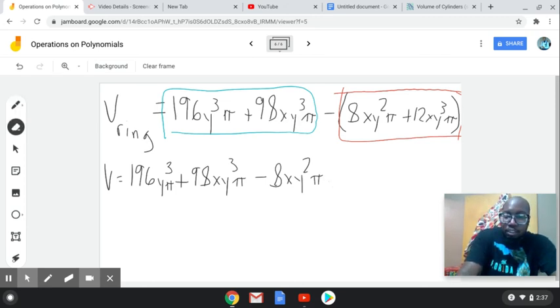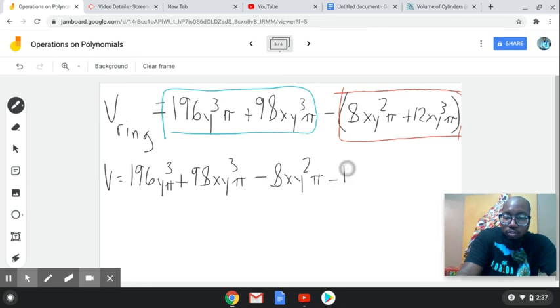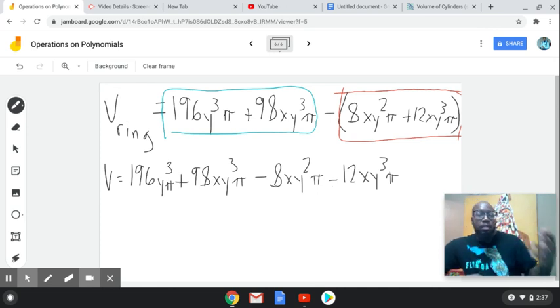And that minus sign changes the signs of everything inside the parentheses, okay? And that'd be minus 12xy cubed pi. Okay. Now, what I want to do is I want to see, because I subtracted them, I want to know, is this my final answer, okay? And I know that by looking at each term and seeing, do I have any like terms, okay? Do I have any like terms?